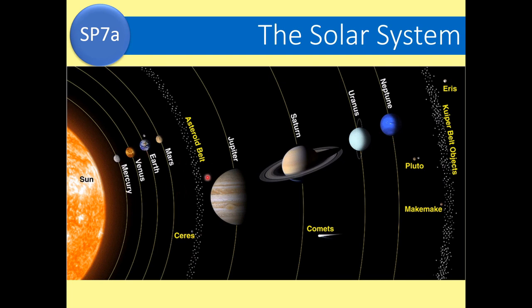After the asteroid belt, we have the four gas giants. So we have Jupiter, which is the largest planet in the solar system, then Saturn, then Uranus, and then Neptune. And then beyond Neptune, we have the Kuiper belt objects. So this is similar to the asteroid belt, a collection of large rocks that orbit right at the edge of the solar system.